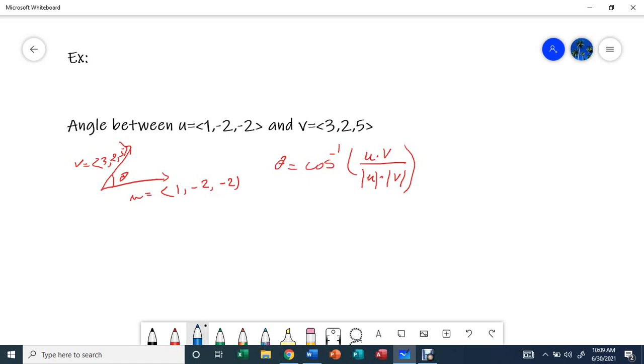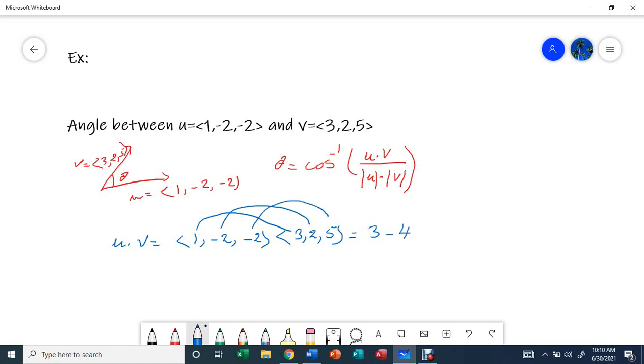Let's do first u dot v. We said u is 1, negative 2, negative 2, dot 3, 2, 5. It will be 1 times 3, which is 3, negative 2 times 2, which is negative 4, and negative 2 times 5, which is negative 10. So we have negative 1 minus 10, it's negative 11.